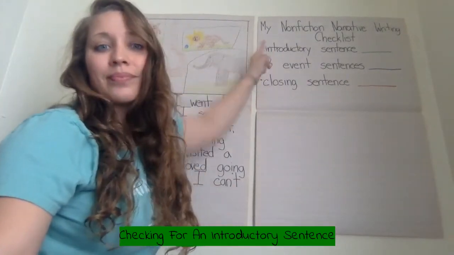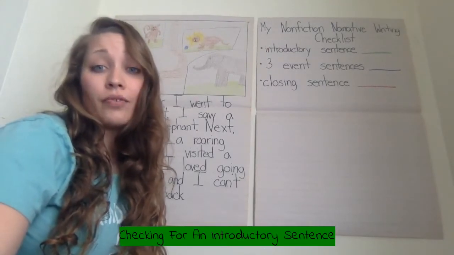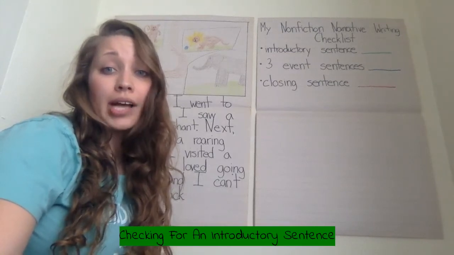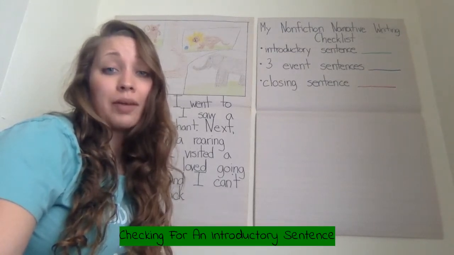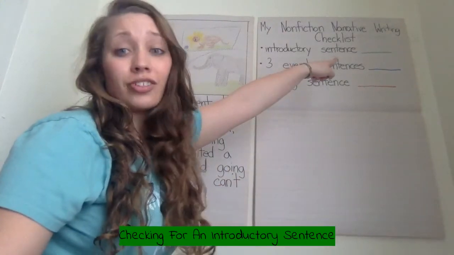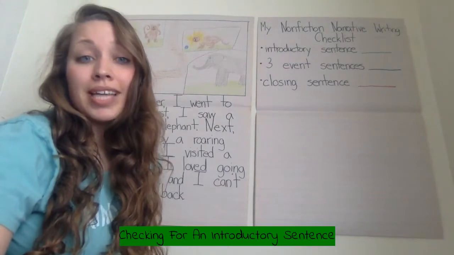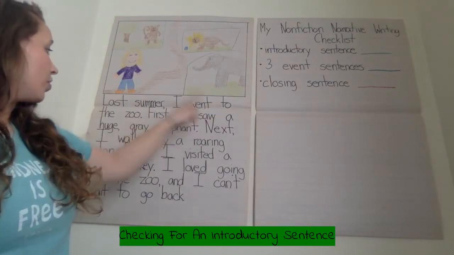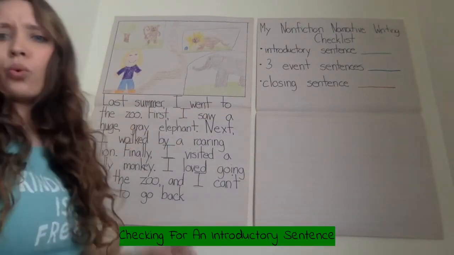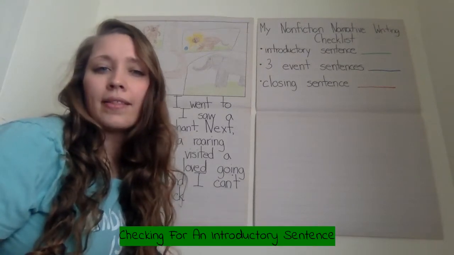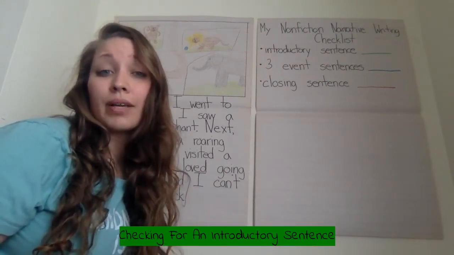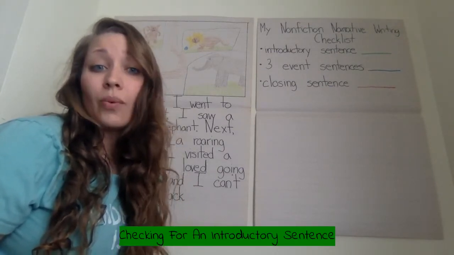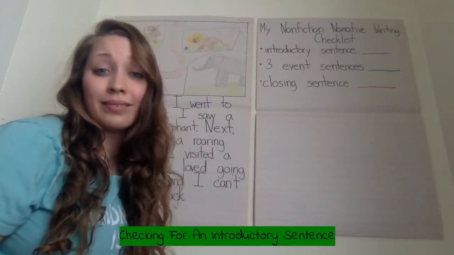Introductory sentence. Now I'm going to start rereading my nonfiction narrative to look for my introductory sentence. When I find it, I'm going to pause and use the symbol from my checklist to mark it on my piece of paper, that green underline. Why don't we start by reading together? Last summer, I went to the zoo. Ooh. I think this is my introductory sentence because it tells my readers what my story is about. My checklist says to underline it in green, so I am going to underline my introductory sentence in green.